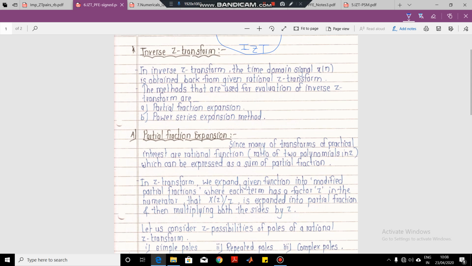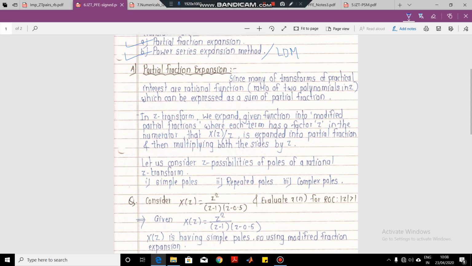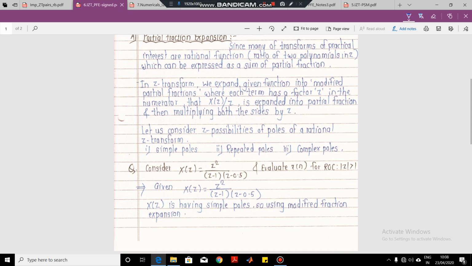To compute the inverse Z transform, we will be looking at two different methods. One is called the partial fraction expansion method. Another is the power series expansion method, which is also called the long division method, LDM. We will see the long division method subsequently after studying the partial fraction expansion. In the partial fraction expansion method, we can express x of z as a sum of partial fractions, and then we can find the inverse Z transform.